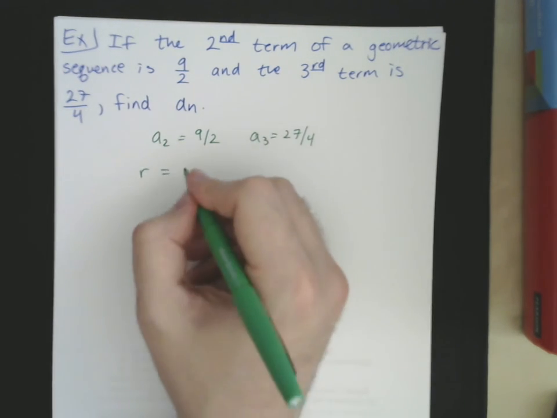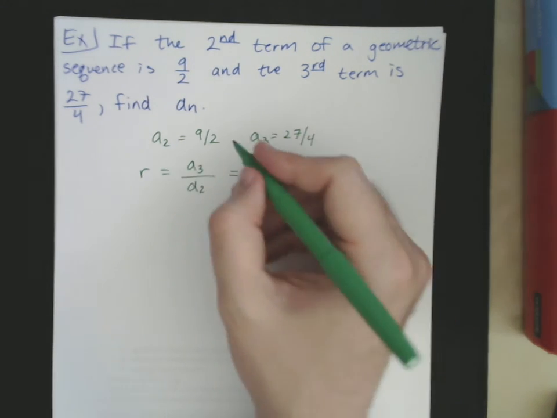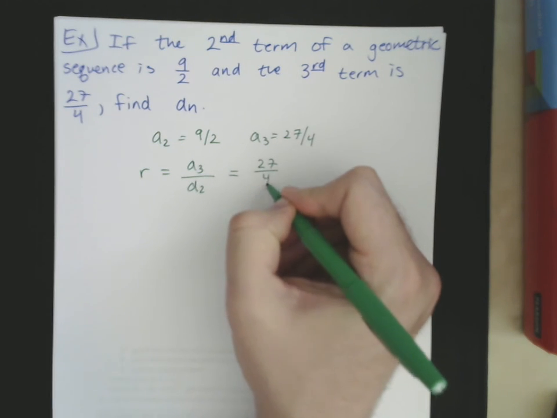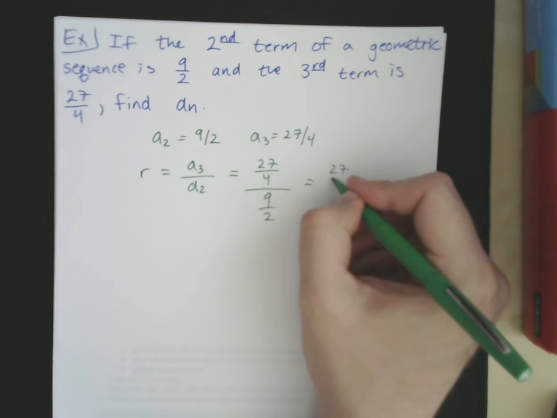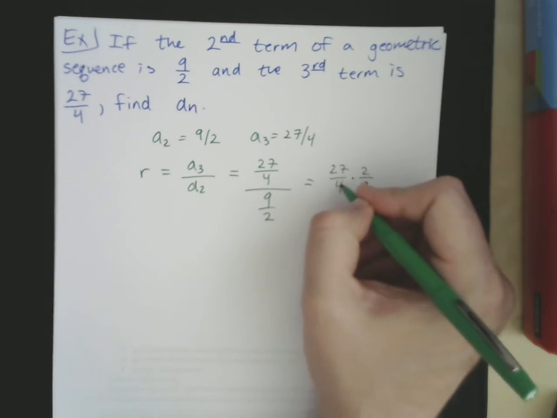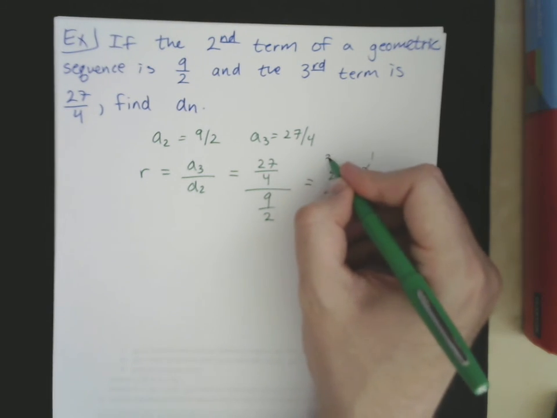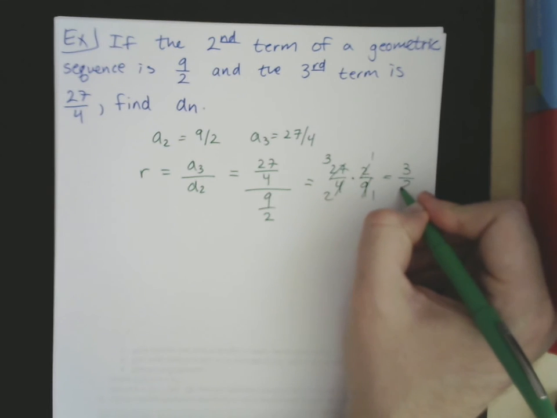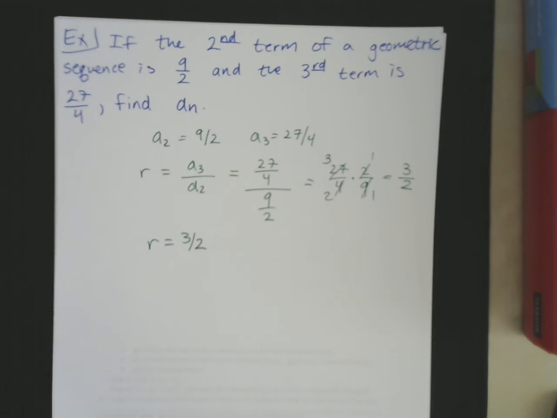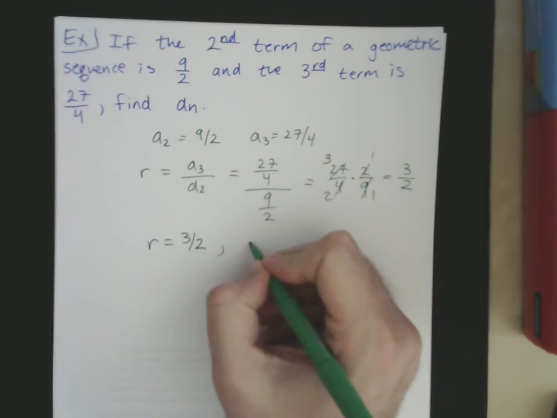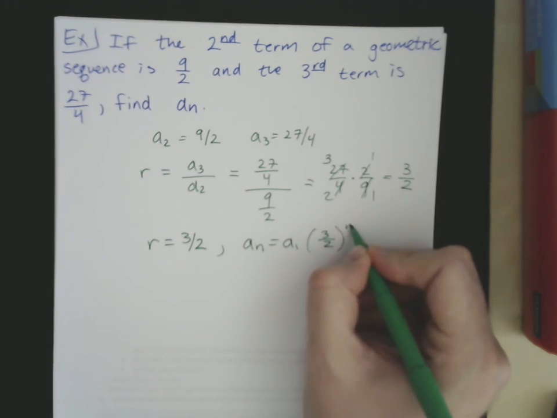And our common ratio has got to be true for all terms, so that includes the third and the second term. So this is 27 over 4 over 9 over 2, which is going to be 27 over 4 times 2 over 9. Cancel 1, 2 there, 1, 2 there, a 9 here, and a 9 here. And we end up with 3 halves. So that means our r is 3 over 2. And so our general form a sub n is a sub 1 times 3 over 2 to the n minus 1.